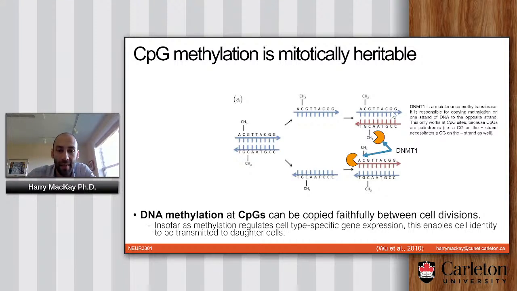So what this means then is that when you copy the DNA, you have the parent strand, which is methylated, and then you have a replica strand that's added on, and then you've got a CpG on both sides. The DNMT1 enzyme, the maintenance methyltransferase, then comes along and copies the methylation.